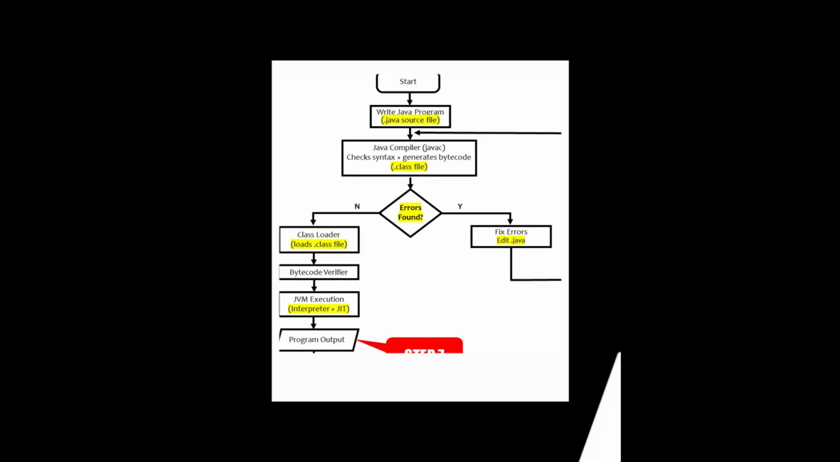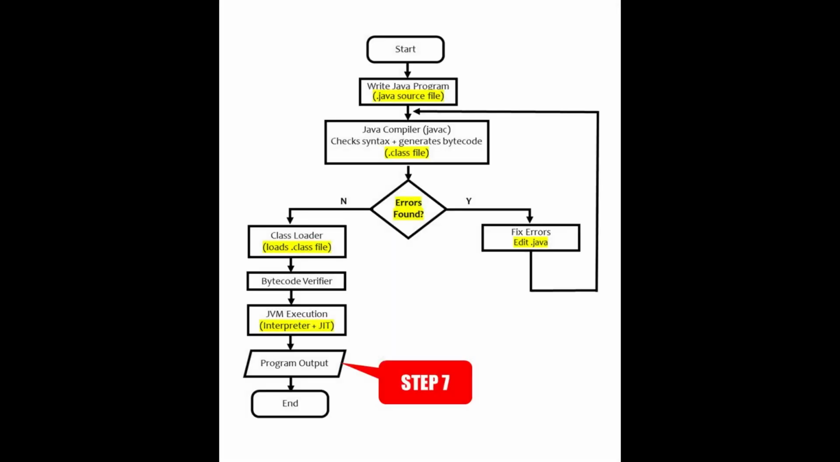Step 7, program output. Finally, the program executes and produces the desired output. And that's how Java works. Instead of running directly on hardware, Java uses the Java Virtual Machine, allowing the same program to run on different platforms.